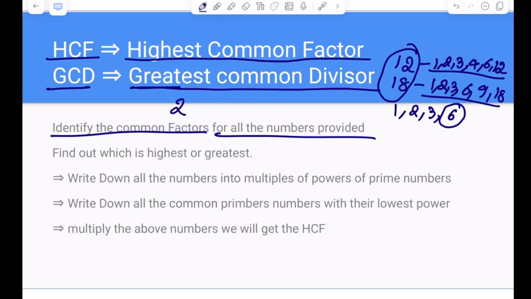So first, what do we have to do? Write down the factors for each number. Identify the factors which are common to each other. The highest factor or the greatest divisor is nothing but the HCF or GCD.